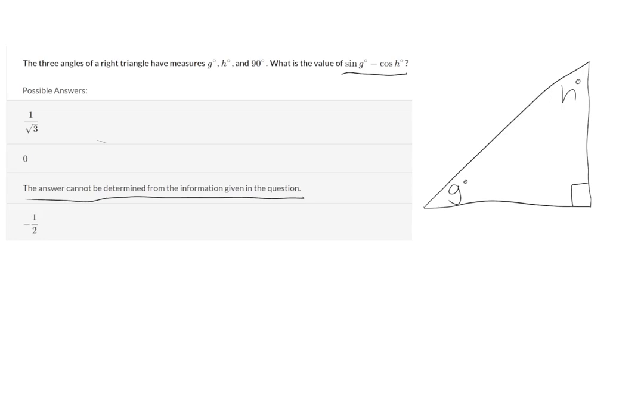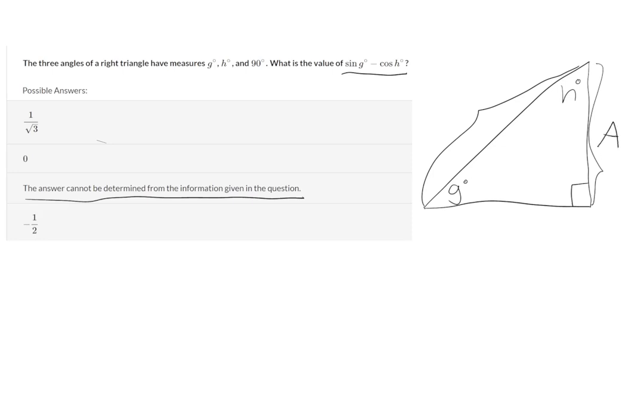Let's go back to what the question asked. It wanted to know what the sine of G minus cosine of H was. Since we don't have any other information to go off of, this is the best place to start. We don't know the value of G, nor do we know any of the side lengths. The only thing we do know is that the sine of G is whatever this side is, the opposite side, divided by the hypotenuse. We don't know what these sides are, we don't know what their lengths are, but we can name them, just so we can keep track of things.